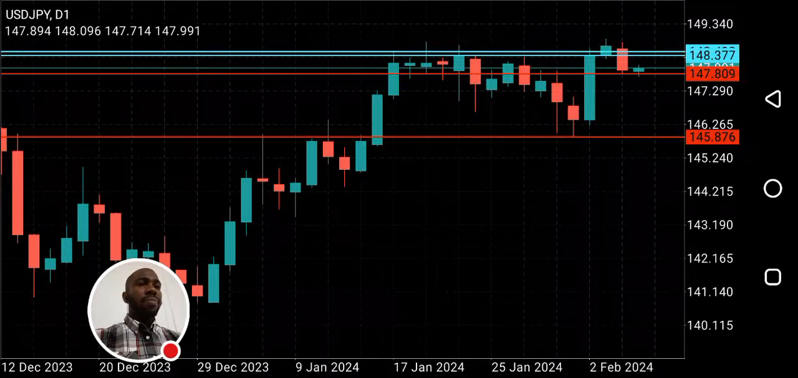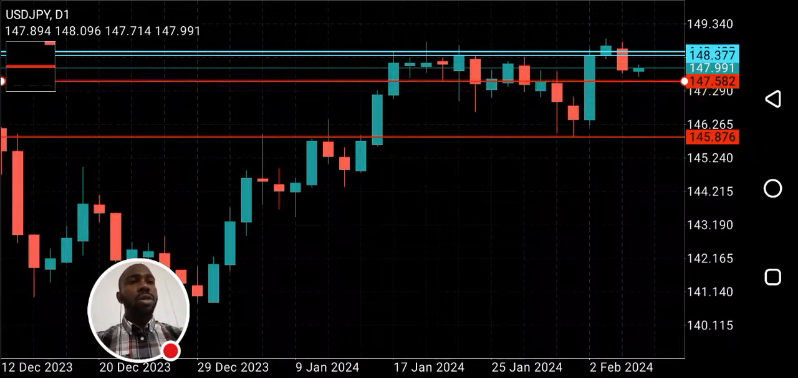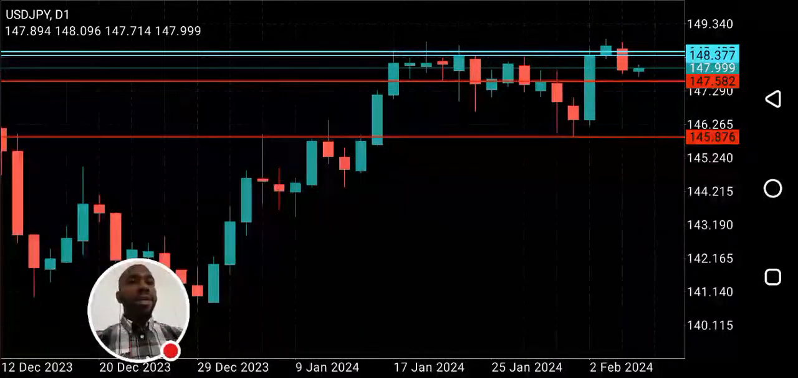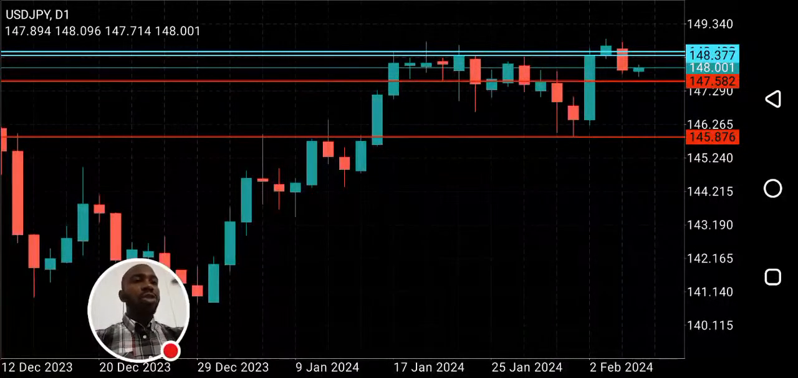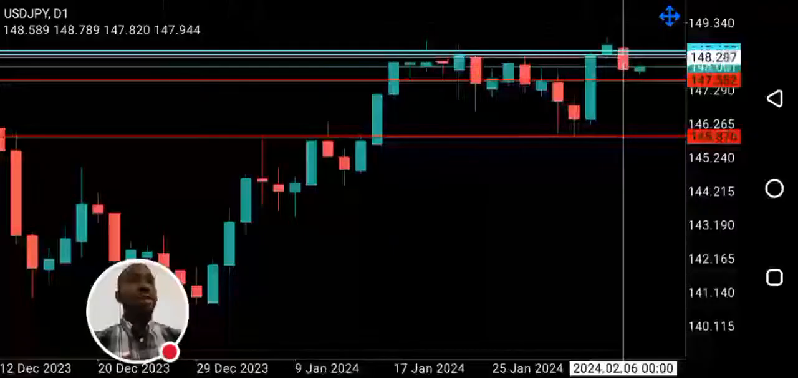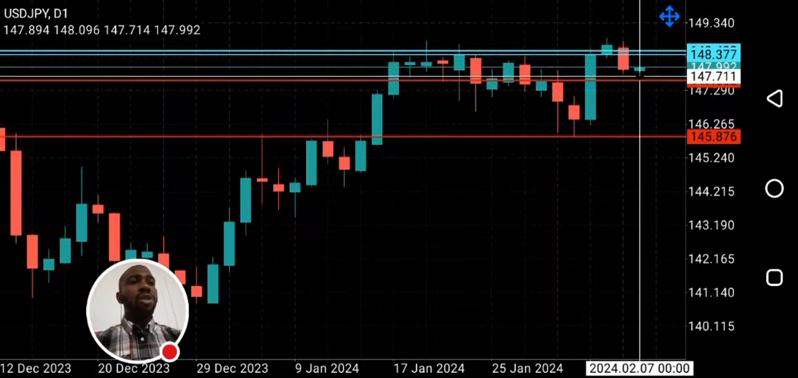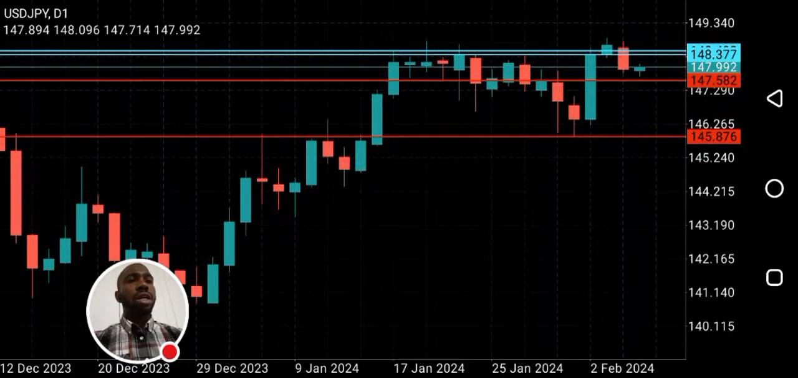I hope that is clear. What is actually holding right now is this support. That's the reason for the pullback we are seeing now. So if that support is successfully broken, then you should sell USD JPY. It's either price breaks this high, or it breaks this support. And if the support is broken, you should sell USD JPY.